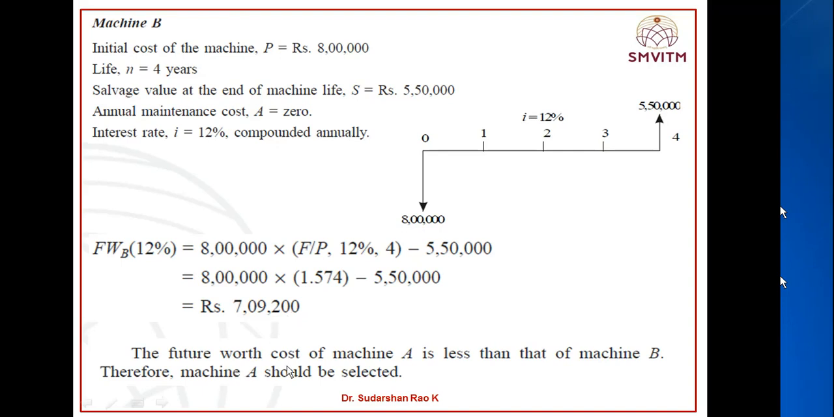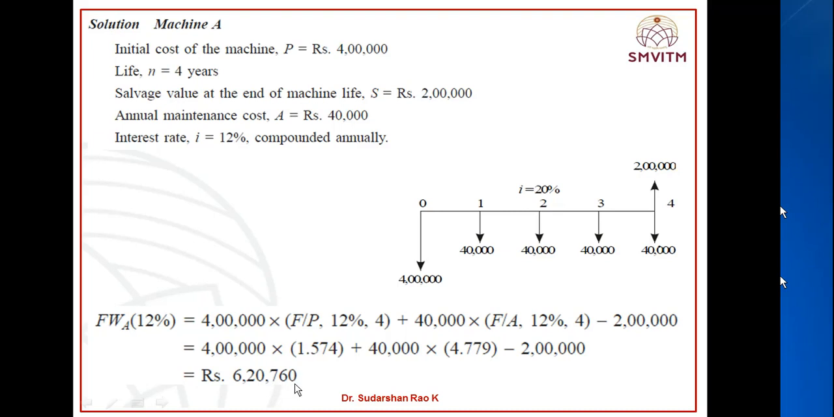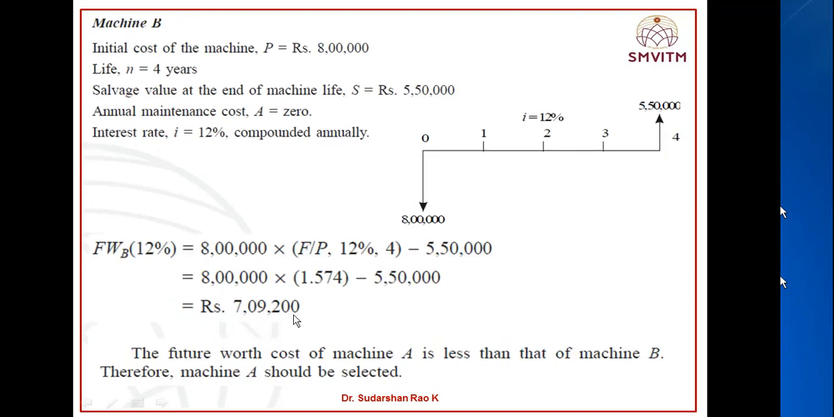The future worth cost, this is also a cost, and the cost is considered positive. Therefore the future worth cost of machine A is less than that of machine B, so machine A should be selected. Machine A, the cost is 6,20,760. For machine B it is 7,09,200. Therefore the cost associated with machine A is less than B, so machine A is selected. That is for the cost, to minimize the cost, whereas for revenue, the aim is to maximize the revenue or the profit.